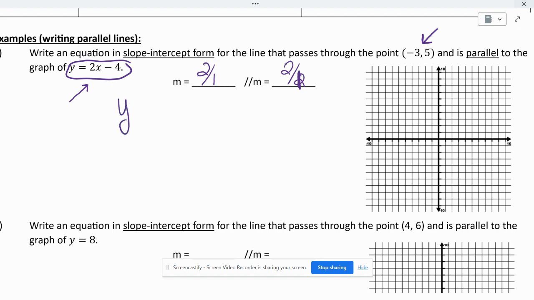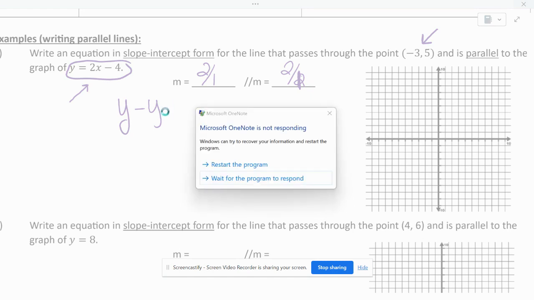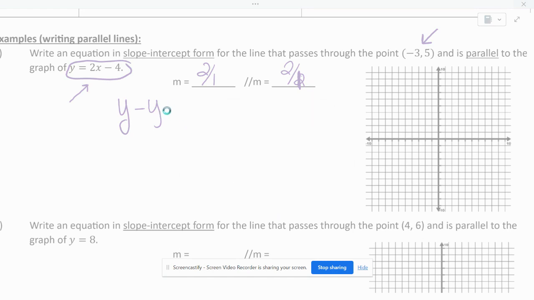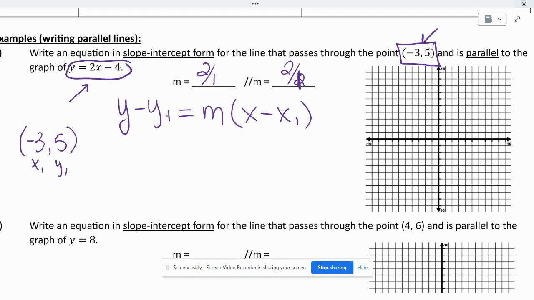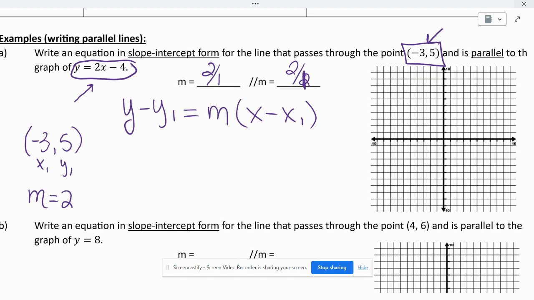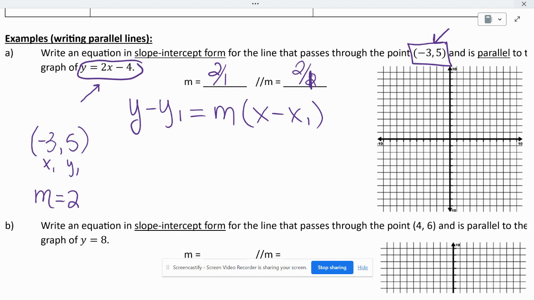So we're going to write it in point slope form. y minus y1 equals m times the quantity x minus x1. So this is my point. I'm using the ordered pair -3, 5. That's your x1 and that's your y1. You know that your slope is 2. Is that a 3 and a 5? A -3 and a 5, okay. Yes, sir. So what's that going to look like in the equation?